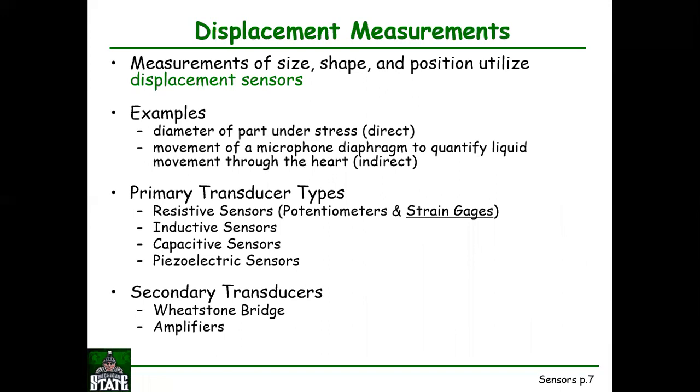Next is your displacement measurements. You can measure your size, shape and position using your displacement sensor. For example, you can measure your diameter, and you can measure any position if there is a change. These are your primary transducer types: resistive sensor, inductive sensor, capacitive sensors, piezoelectric sensors. These are your secondary transducers: Wheatstone's bridge and your amplifier.